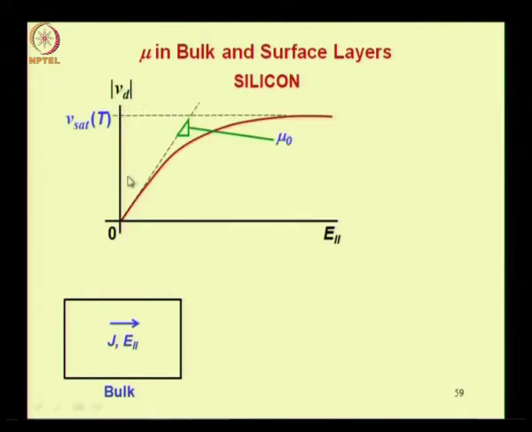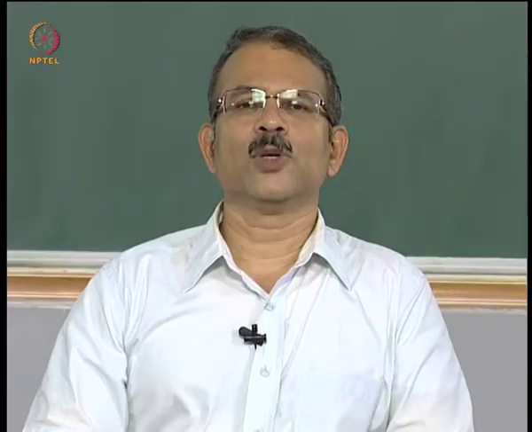Here is the drift velocity versus electric field characteristic that we have derived in our earlier module. This electric field is now E parallel, which is along the direction of the current. We have put a modulus over the drift velocity because if you are considering electrons, the drift velocity is in the direction opposite to that of the electric field, and so its sign is negative.